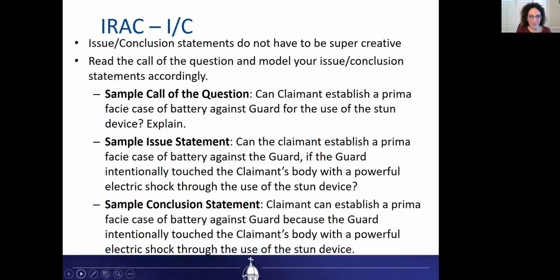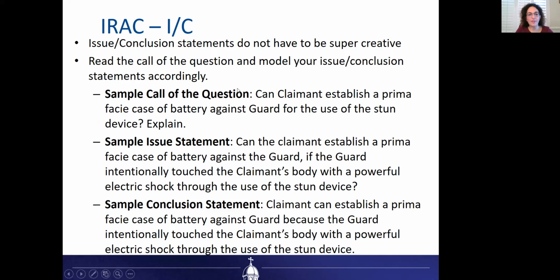So here are some examples. You start with the issue statement. Sometimes you can start with a conclusion statement. Some professors will let you know what preference they have. The main difference is the issue statement is framed as a question with a question mark. The conclusion statement is framed as a sentence with a conclusion, with a period at the end.